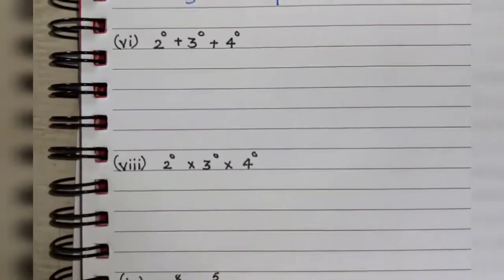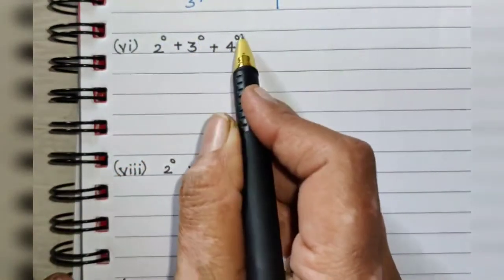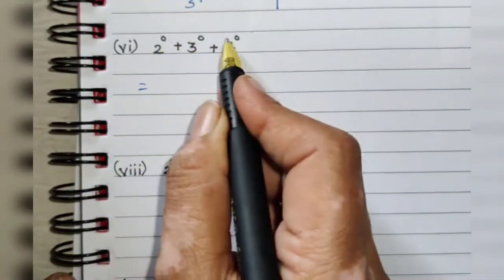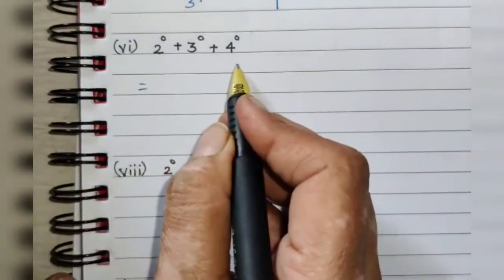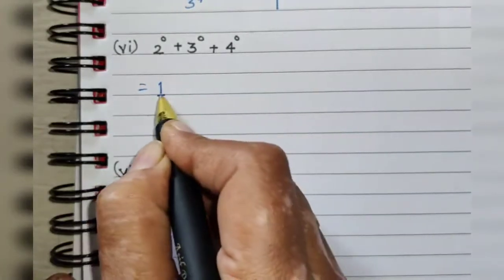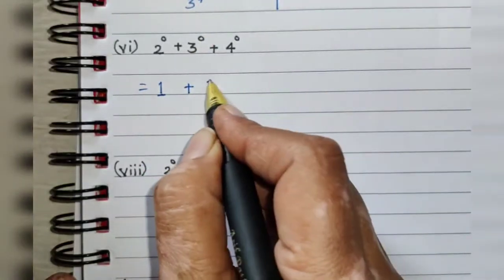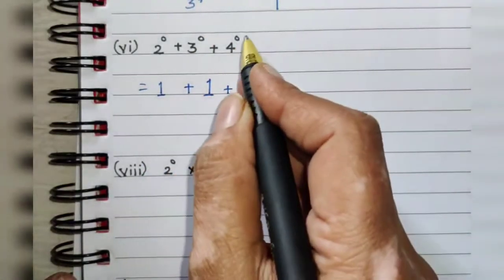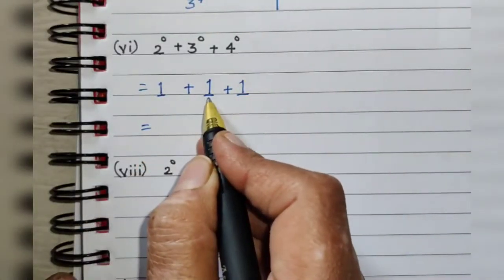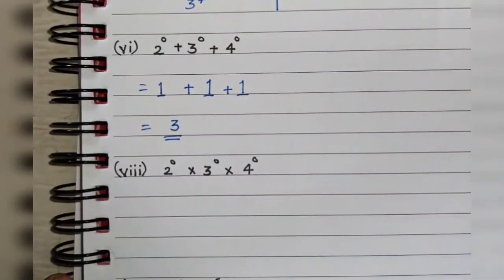Now the next sum is number 6, where 2 to the power 0 plus 3 to the power 0 plus 4 to the power 0. So as you can see, all the bases are different, but they have the power as 0. So any number it may be or any letter, but if 0 power is there, you have to write 1. So 2 to the power 0 is 1, plus 3 to the power 0 is 1, plus 4 to the power 0 is 1. Okay. So 1 plus 1 is 2, plus 1 is 3. So the answer is 3. Understood?